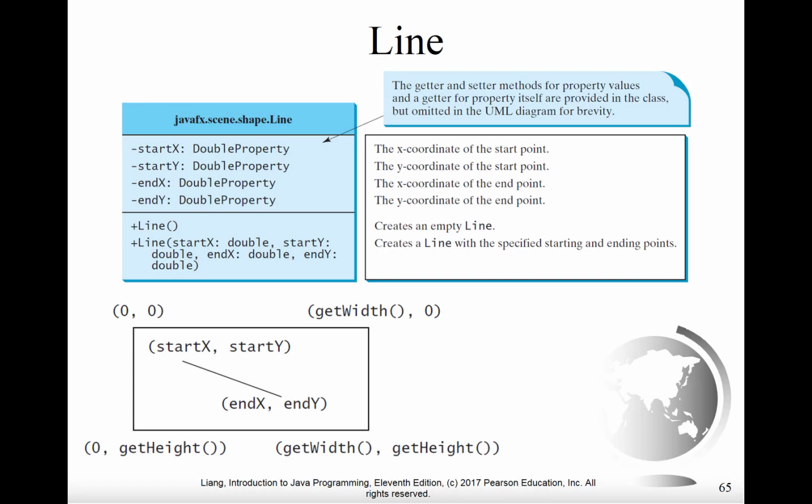Here we see the UML diagram for the line. You can see by the constructors that you can create an empty line, or you can define all 4 points, start x, start y, end x, end y, as 4 arguments when you construct a line.